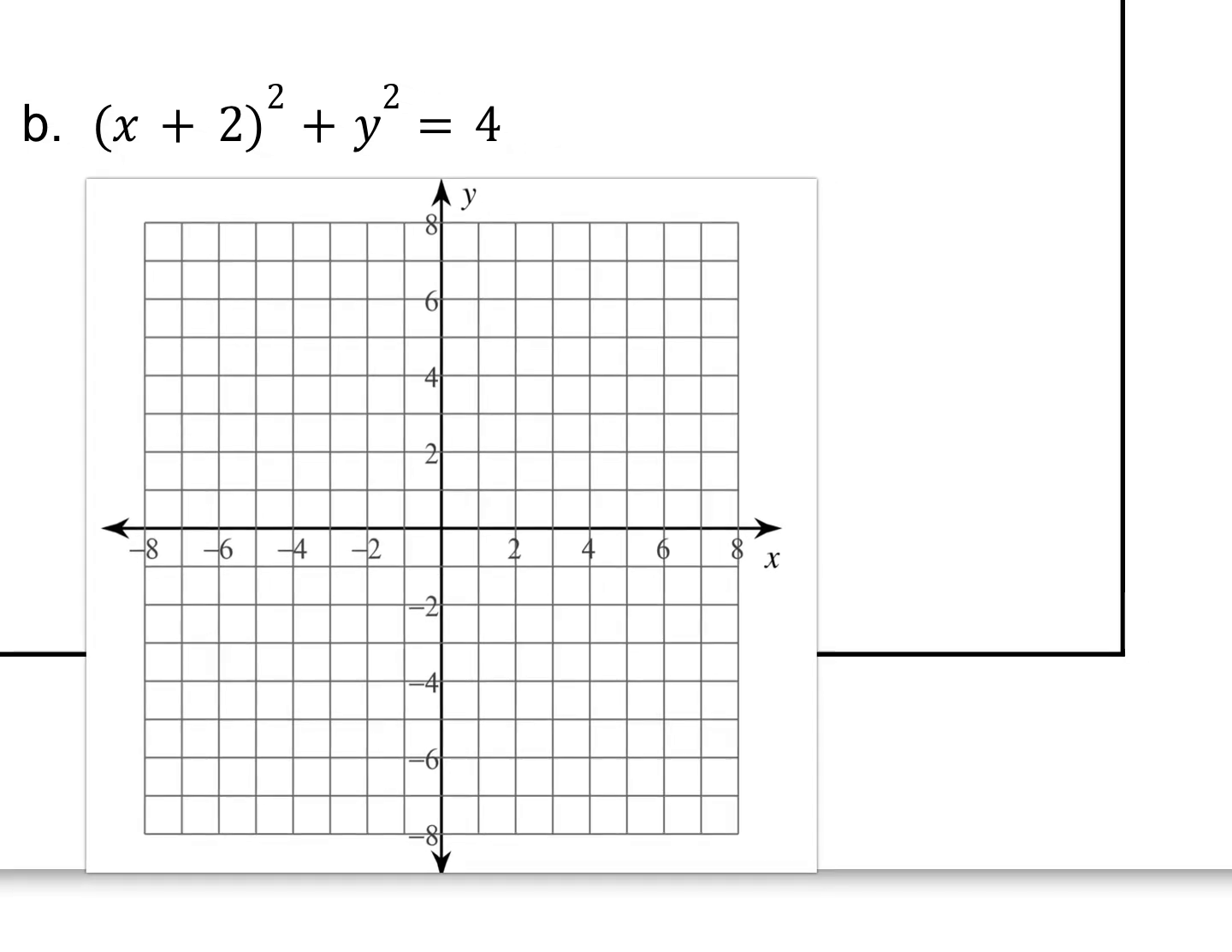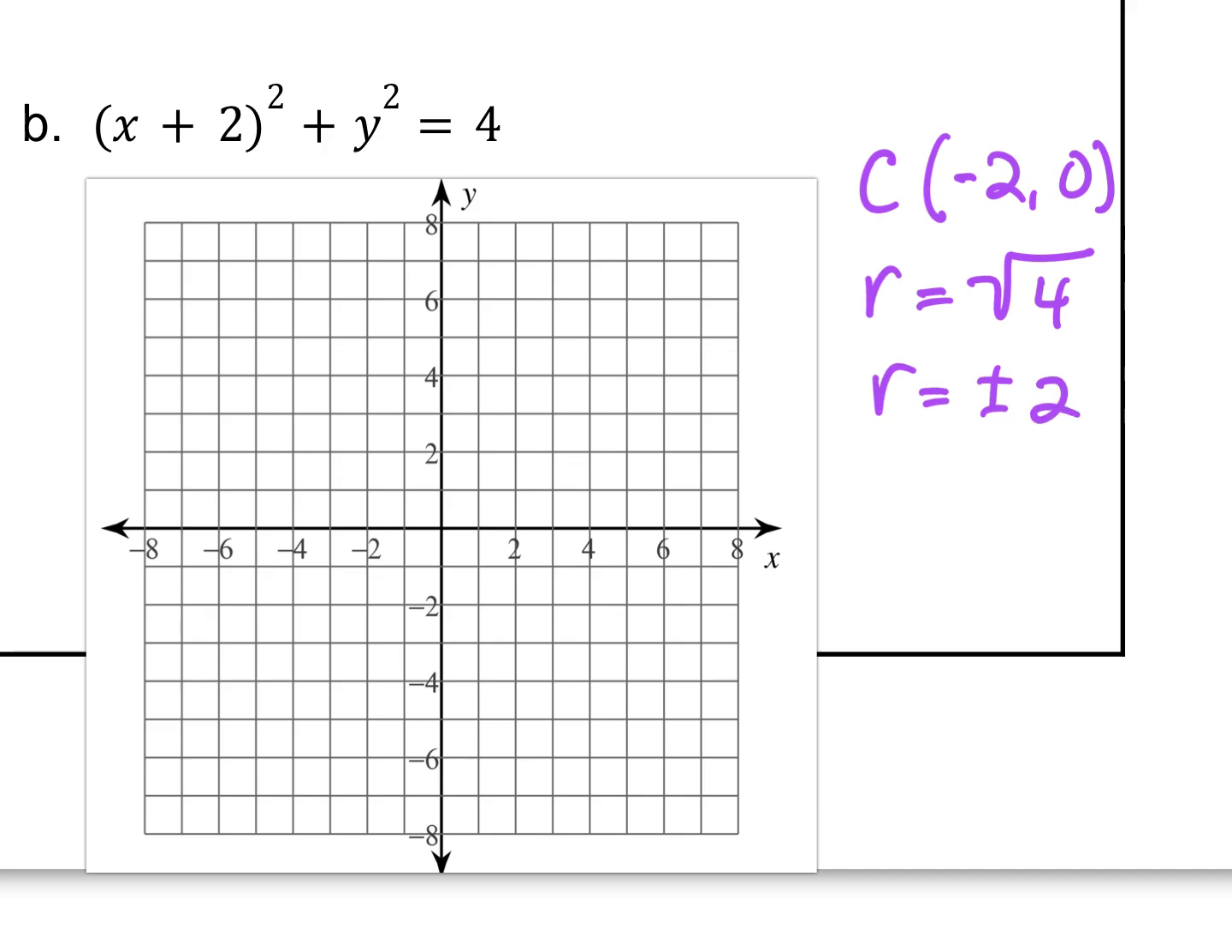So the first thing we're going to get again here is the center. My center is located at negative 2, 0. And my radius is going to be the square root again of 4, which is r is equal to plus or minus 2. Okay, negative 2, 0, the center is here. And it says that plus 2 or minus 2.